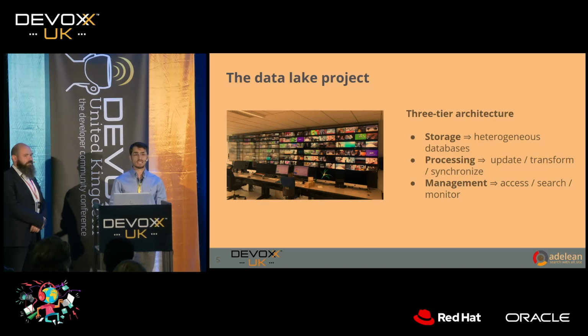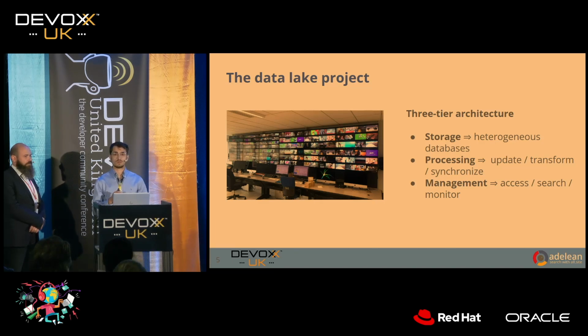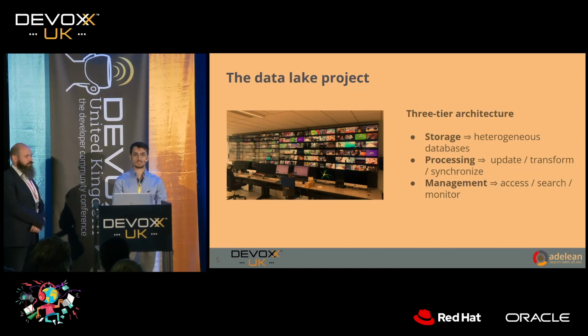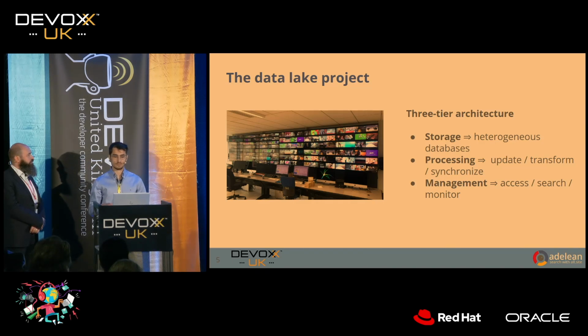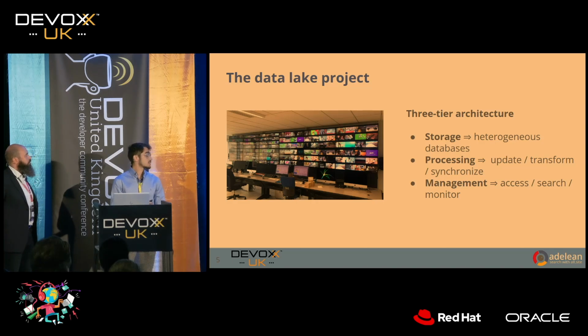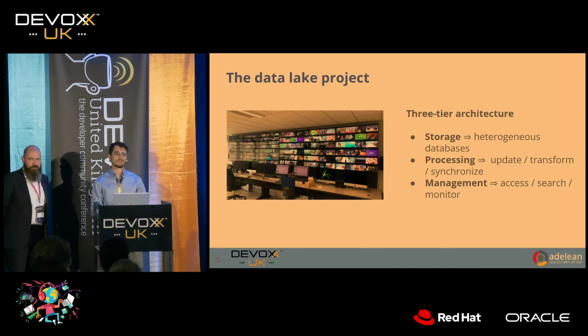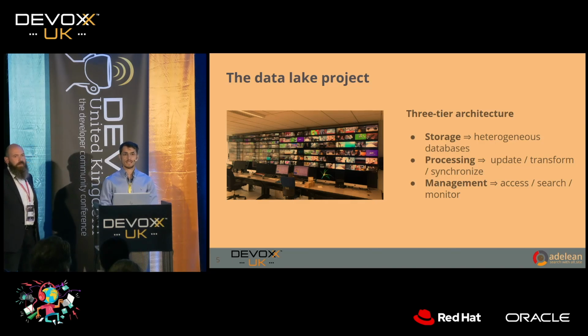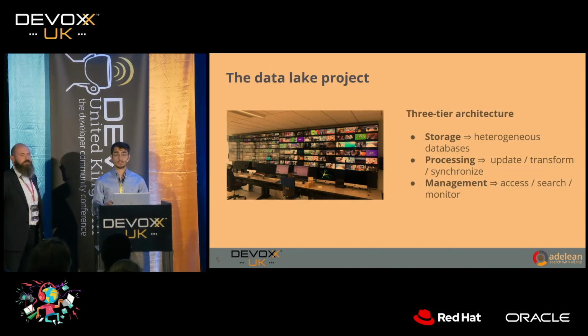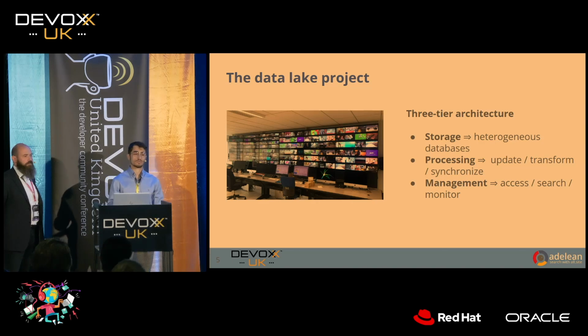So the goal of the data lake essentially is to store all the metadata, so the information related to the content that we store at INA, and to make it available, once again, for internal usage or also for public usage. And it's a classic three-tier architecture, so we have three different layers. We have a layer for storage. We have heterogeneous databases.